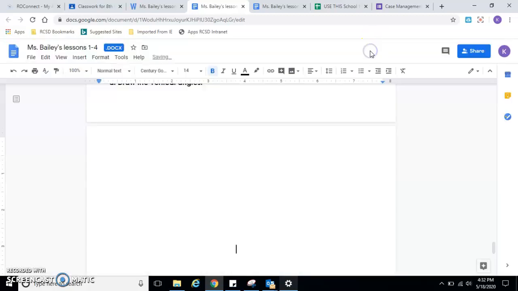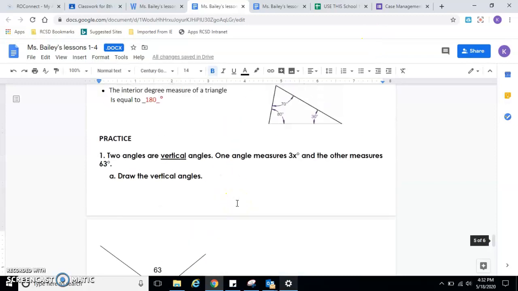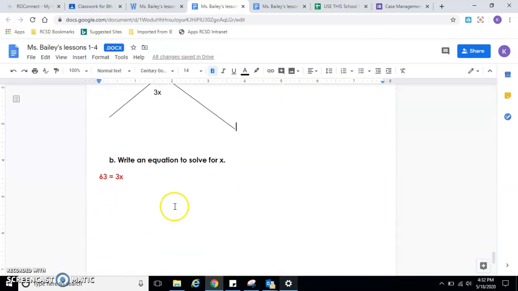And then I can save and close. And there I drew my picture of the vertical angles. And then solve your equation.